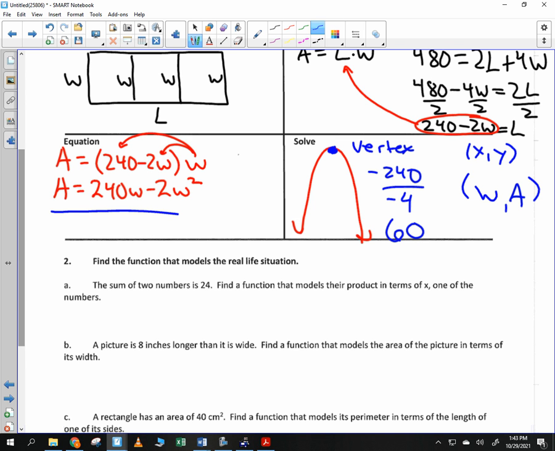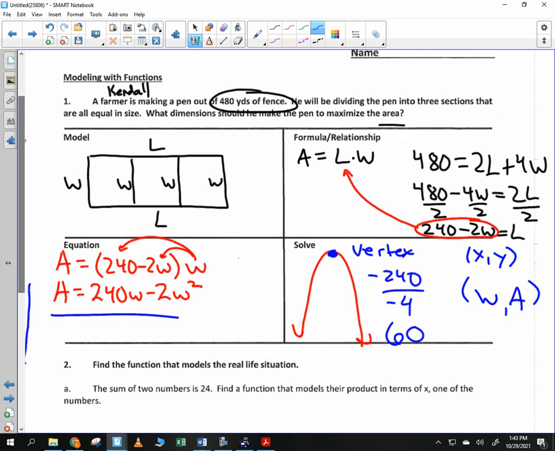The width is 60. We got it. It's right here. Width is 60. So negative b divided by twice your a value. Twice your a value. Now, we're almost done.